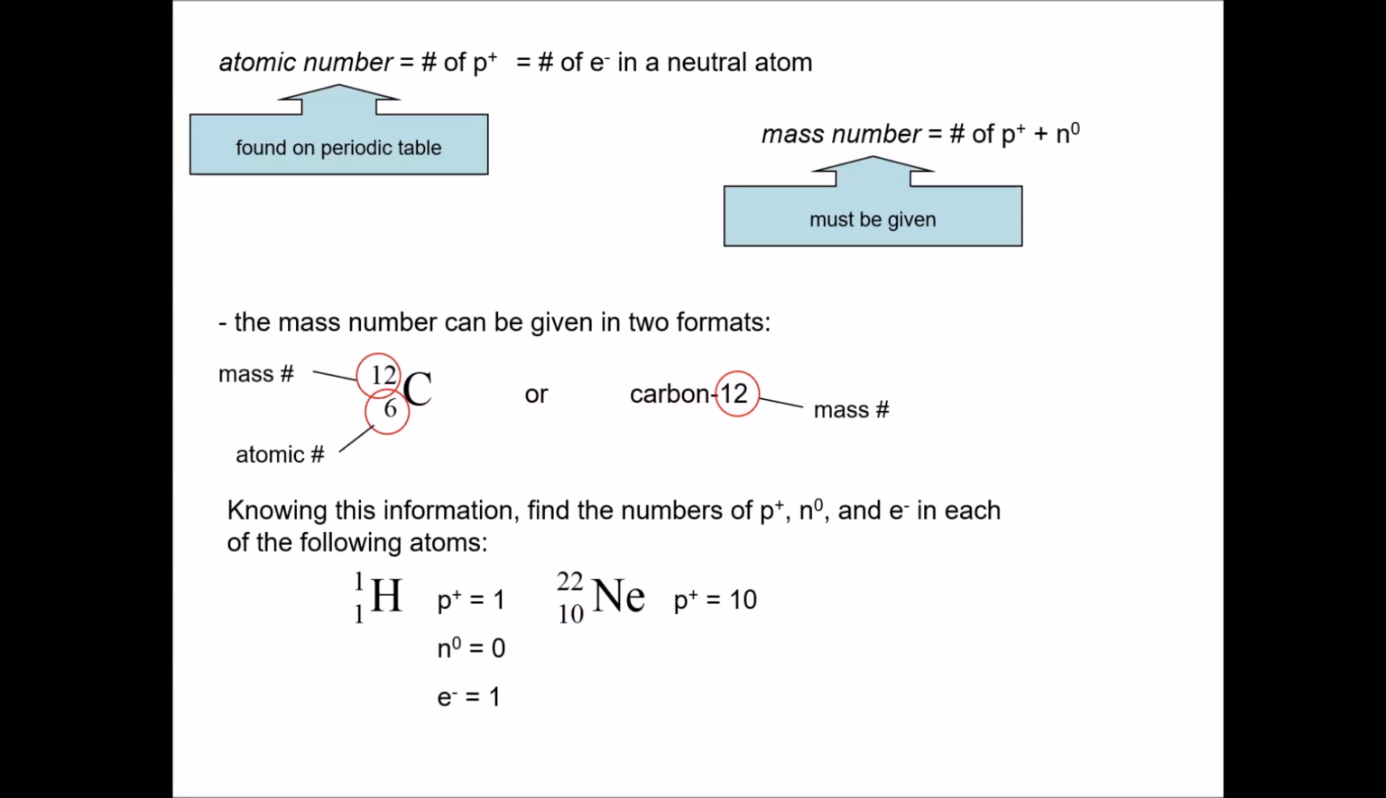How do you do neutrons again? Remember, neutrons is always mass number minus atomic number. So 22 minus 10 says there's 12 neutrons. And then how many electrons? Well, the electrons have to equal the protons. So if there's 10 protons, there's 10 electrons. Right?